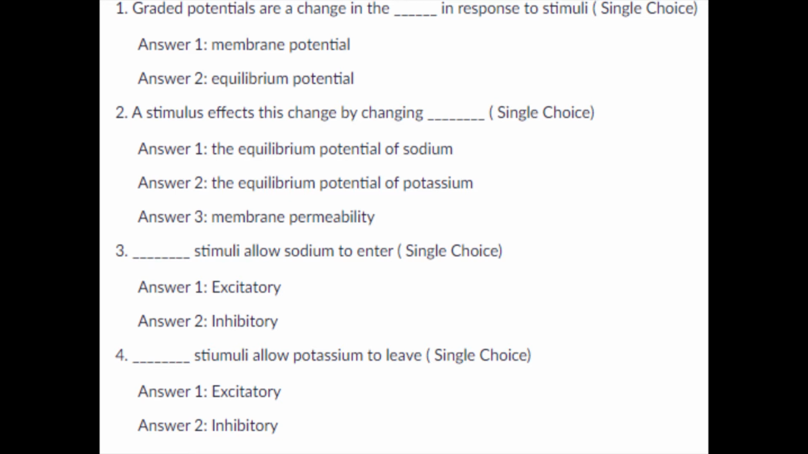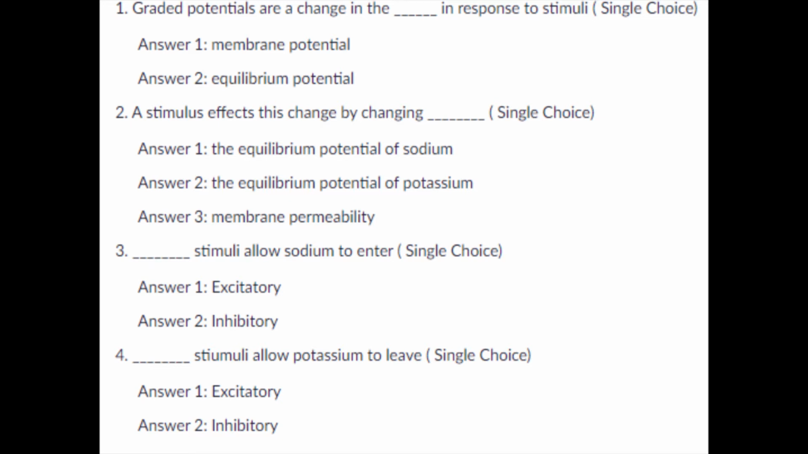So the opposite is an inhibitory stimulus. An inhibitory stimulus is still going to change membrane permeability, but what it's going to do instead is open potassium channels. Potassium wants to leave the cell, but potassium is positively charged. So as potassium leaves the cell, it's taking charge out, so it makes our cell more negative. So we call this hyperpolarization. We become even more polarized than at rest.